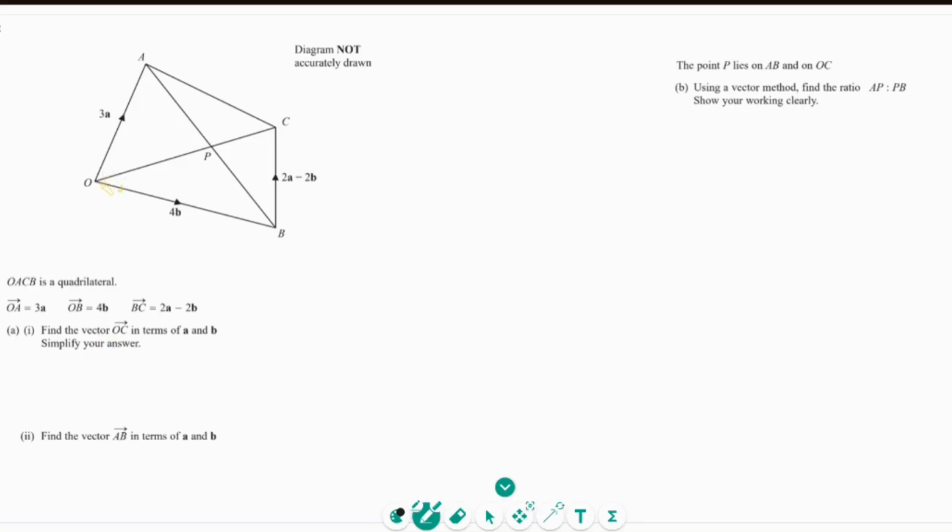Right, how do we get from O to C? Well, I can see a route from O to B and B to C. The reason I didn't use O to A and A to C is because we don't know A to C yet. So it's 4B, add 2A minus 2B, which simplifies to 4B minus 2B is 2B, 2B plus 2A.